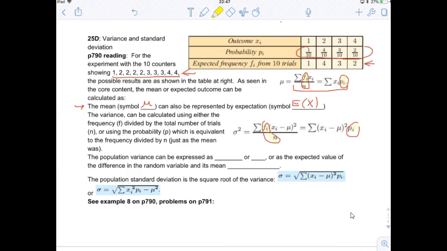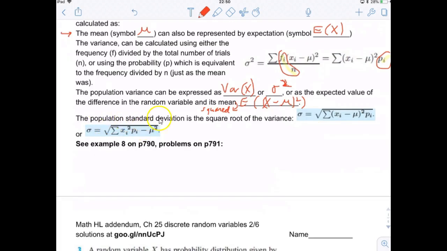The population variance can be expressed as var x or sigma squared, or as the expected value of the difference in the random variable and its mean. So the expected value of the difference of the random variable and its mean, actually squared. And the population standard deviation is the square root of the variance, so you can see that we just put a square root sign over some of the expressions that were given before.